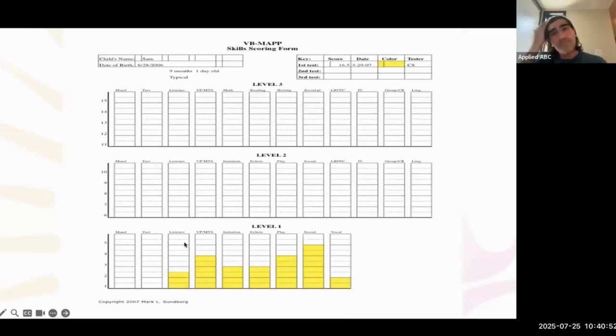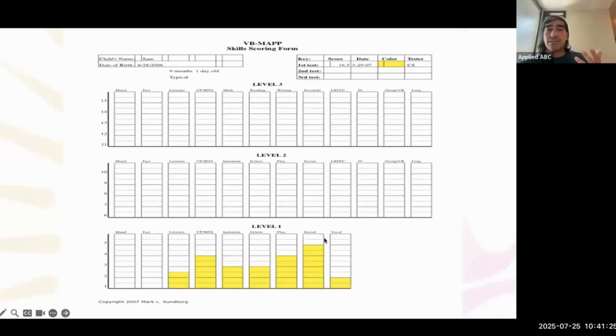Listener skills. These first ones are basically just looking at someone when they're speaking, being aware that speech is occurring and someone's being addressed. Higher skills are like, here are 10 items, show me which one is an airplane. VPMTS, that's visual perceptual matching to sample. That's what it sounds like. It's matching, but again, the lower skills are more about attending to a field and that sort of thing.